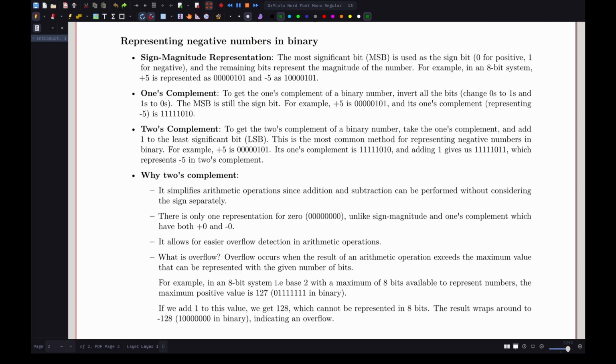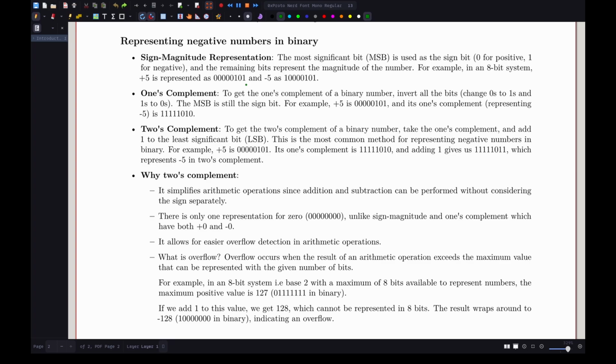Representing negative numbers. Just quickly glossing over it. C just uses 2's complement. The other stuff is just there for your information. So, sign magnitude. Just take the number as is and add 1 extra bit at the very left, denoting the sign. 1 if it's negative, 0 if it's positive.